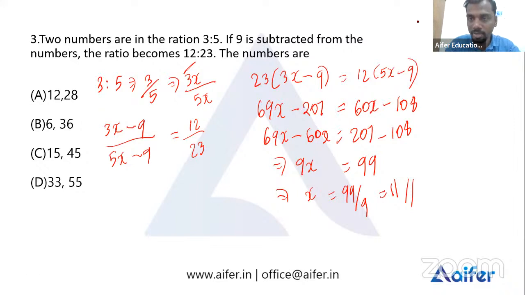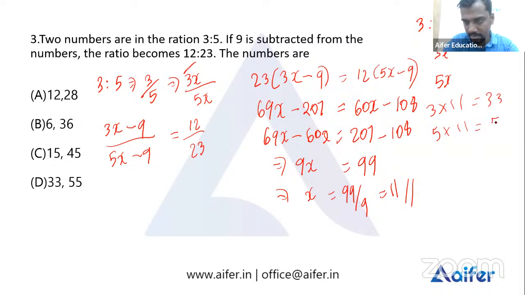The original numbers are in the ratio 3:5, which means the numbers are 3x and 5x, which means 3 into 11 and 5 into 11, that is equal to 33 and 55. So we have option D, 33 and 55 as the correct answer.